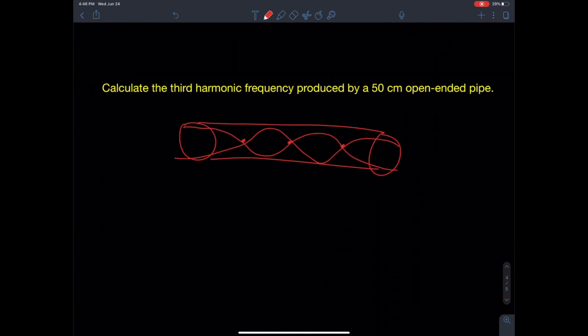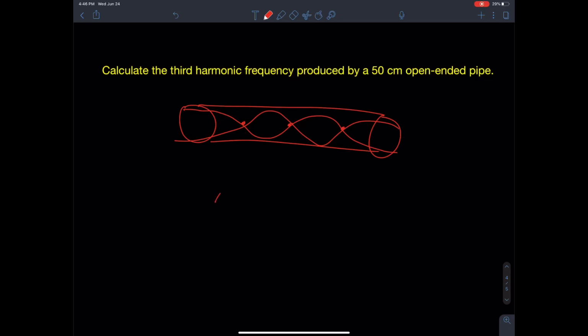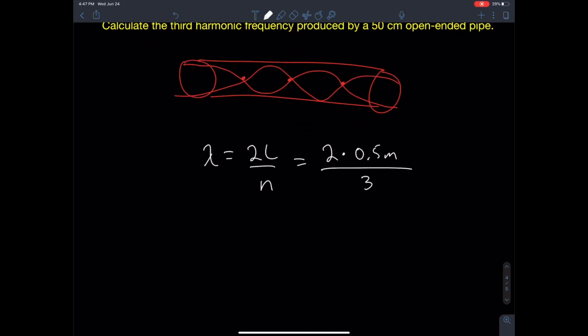Okay, and the formula says that the wavelength, I'm just going to change the color of the pen here, is going to be equal to 2L over N, which is equal to 2 times 0.5 meters divided by N, and in this case, N is going to be equal to 3. And so for that third harmonic, my wavelength is going to be equal to 1 meter divided by 3, which is equal to 0.33 repeating meters.